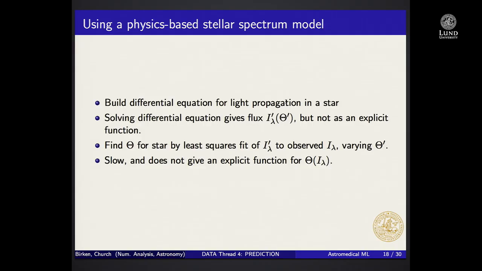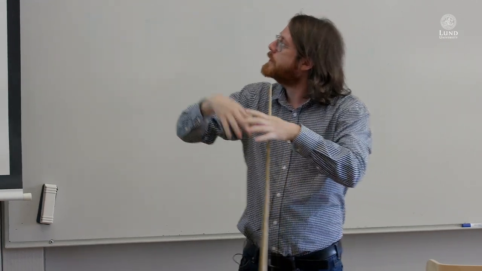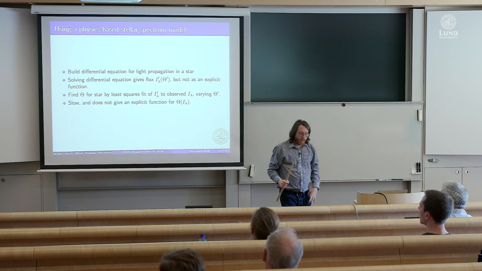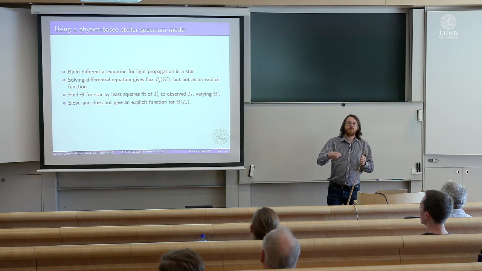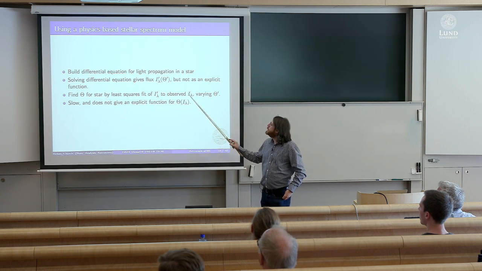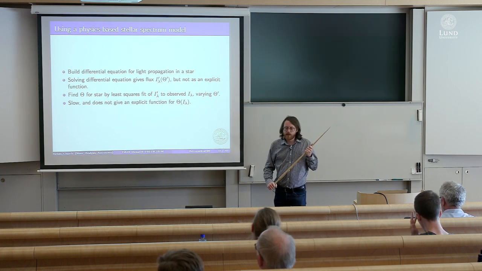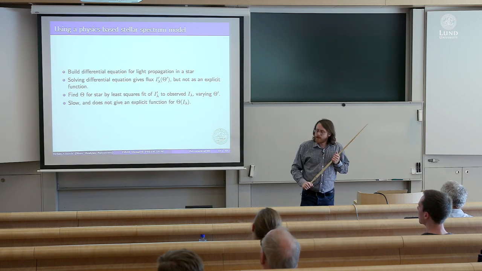So the traditional way of solving this problem is that you build a differential equation for the light propagation in the star. You start nice and deep in the star, where everything is in thermodynamic equilibrium and the spectrum looks like a Planck function, which you can get out of your first year physics textbook. And then you solve that differential equation as the light propagates out through the star until you get to a layer where it's transparent, and then what you have is the spectrum of the star. The problem is that that model is the wrong way round, because it goes from a set of parameters to the spectrum, and you want to go the other way round. So you then have to do a least squares fit of the observed fluxes to the fluxes coming out of your model whilst varying the parameters. And that's expensive, because solving this differential equation is non-trivial, and it doesn't give you an explicit function.